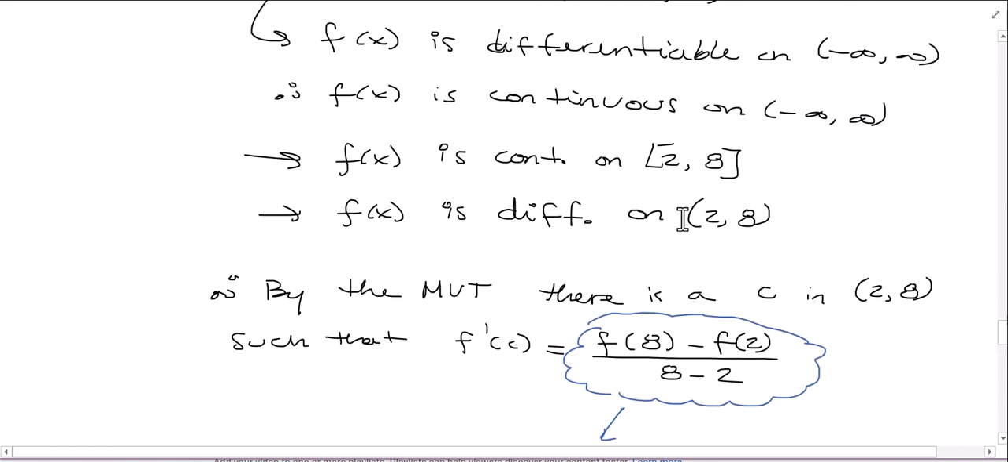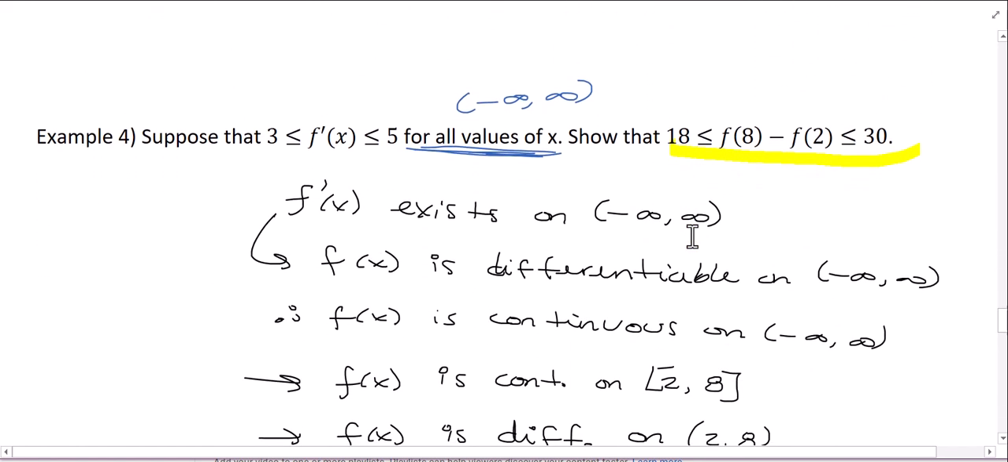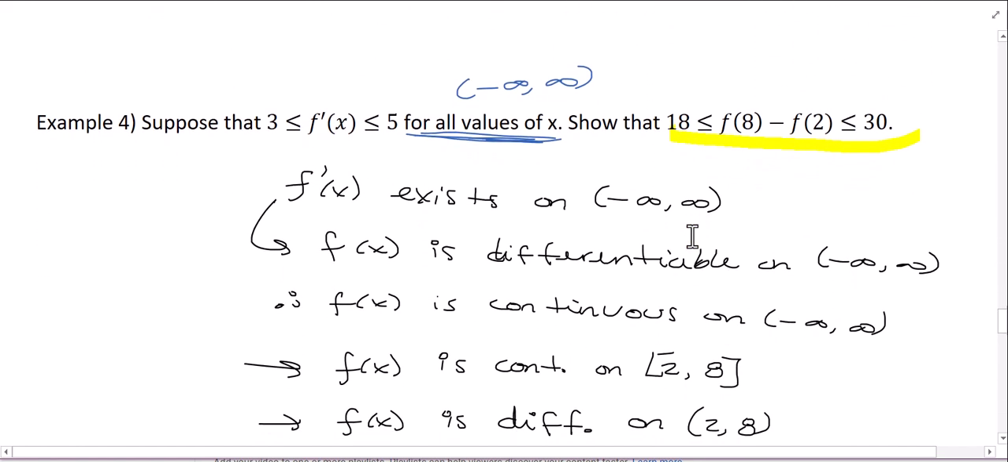So it starts off a little random and like we don't know what to do, but once we start thinking about our theorems, okay, I'm being told that the derivative is always between 3 and 5 for all values of x. So this was the big thing. It says for all values of x, so that means on the entire real line. So that means the derivative exists on all real numbers, so the function is differentiable. So if the function is differentiable, then the function is continuous on the entire real line.